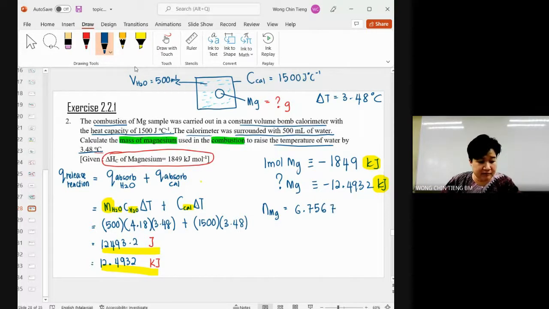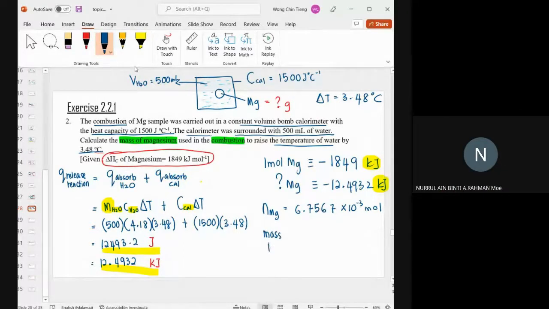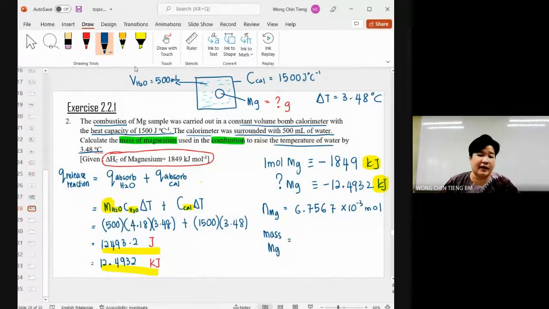6.7567 times 10 to the power of -3 mole. Betul kelas? That is the number of mole. I'm changing it to mass sebab soalan tanya mass. Alright, change it to mass. You know lah, darab dengan molar mass. Alright, number of mole darab dengan molar mass. So kamu akan dapat mass dia in gram.